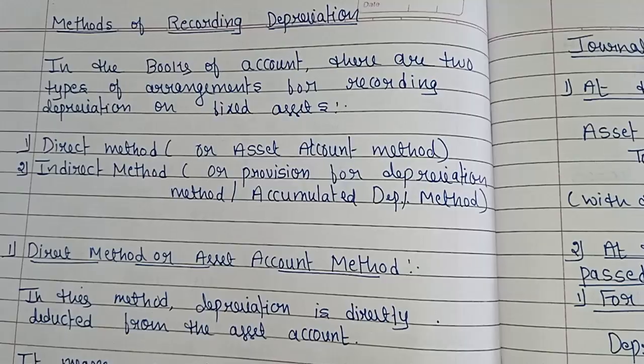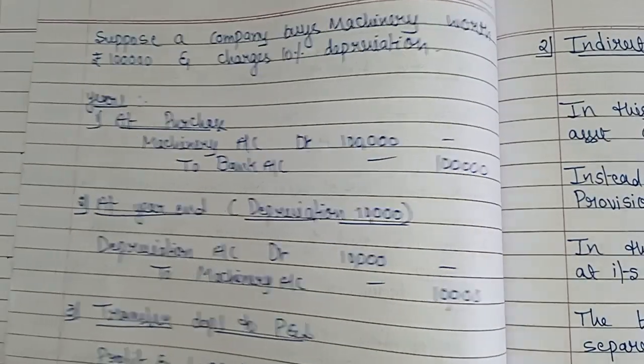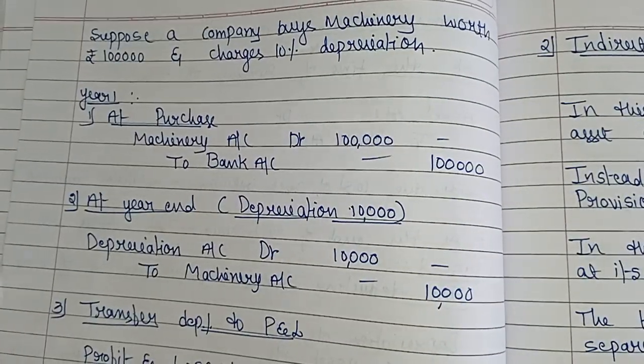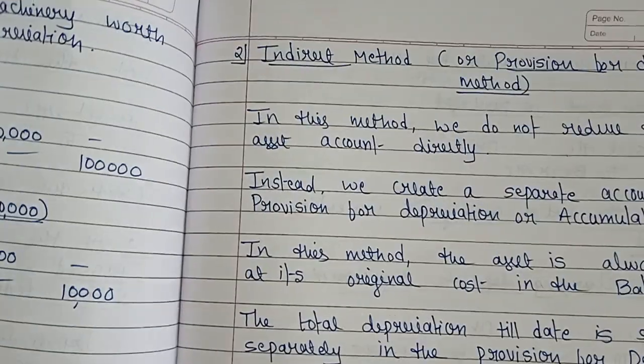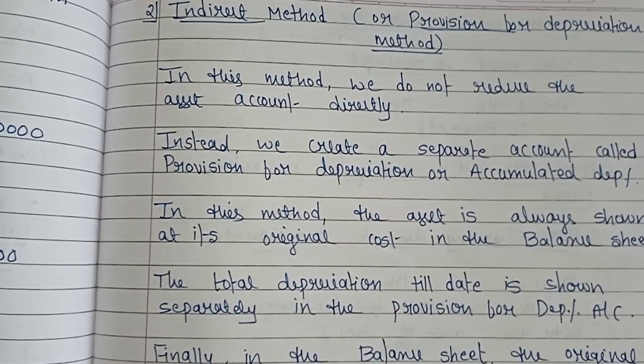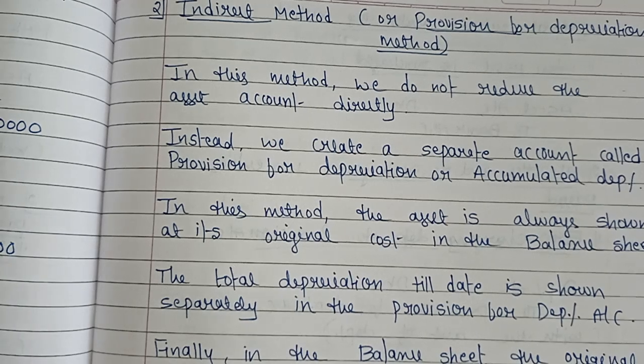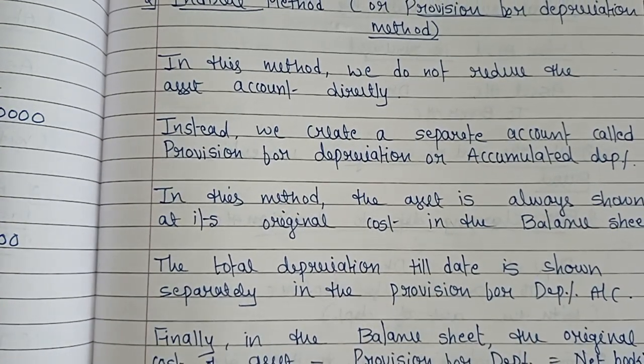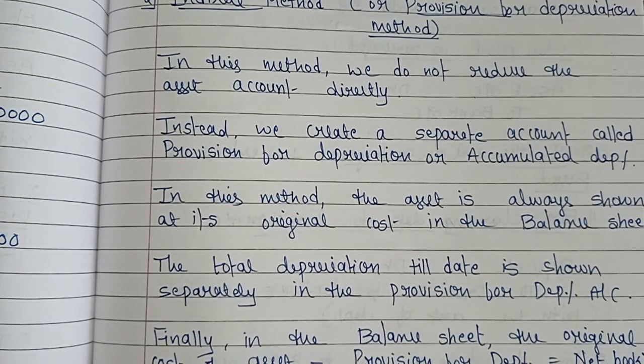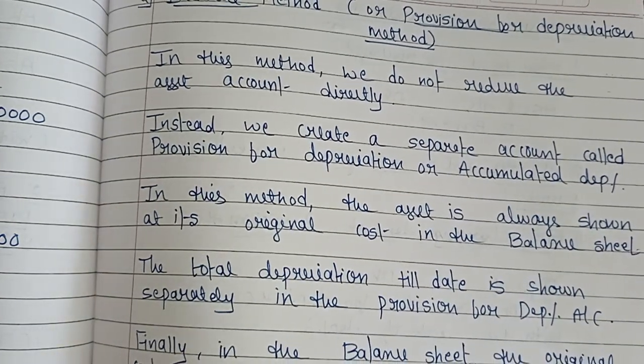So today we are going to discuss the indirect method. That is also one of the methods of recording depreciation, or the provision for depreciation method. In this method, we do not reduce the asset account directly, but we create a separate account called the provision for depreciation account or accumulated depreciation account. Clear? Finally, in the balance sheet we enter the original cost of the asset minus provision for depreciation. So the balance, that is the net book value, we will enter in the balance sheet.